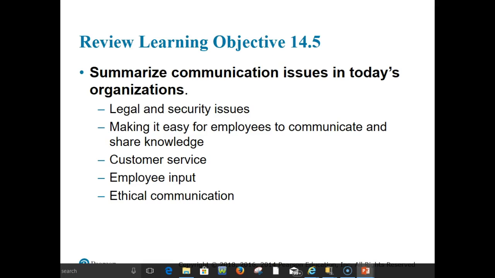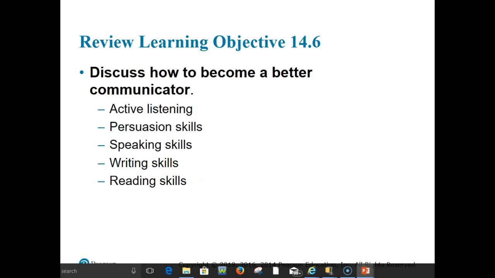Finally, a company's communication reports need to be ethical. Ethical communication can be encouraged through clear guidelines and through answering questions that force a communicator to think through the communication choices made and the consequences of those choices. In review of our 6th and final learning objective, you can become a better communicator through sharpening your active listening, persuasion, speaking, writing, and reading skills.